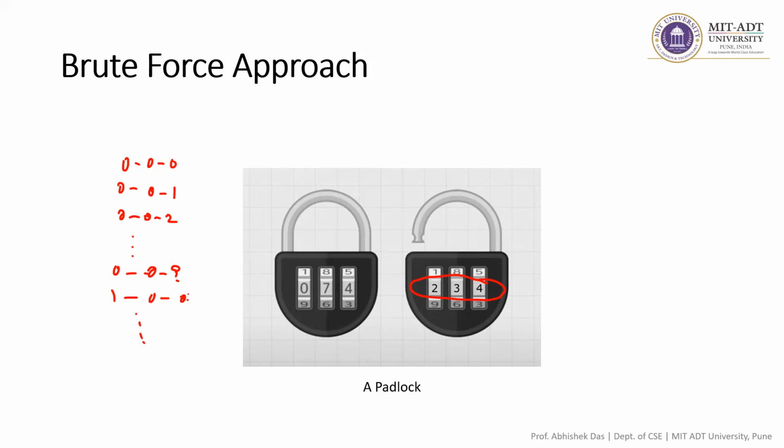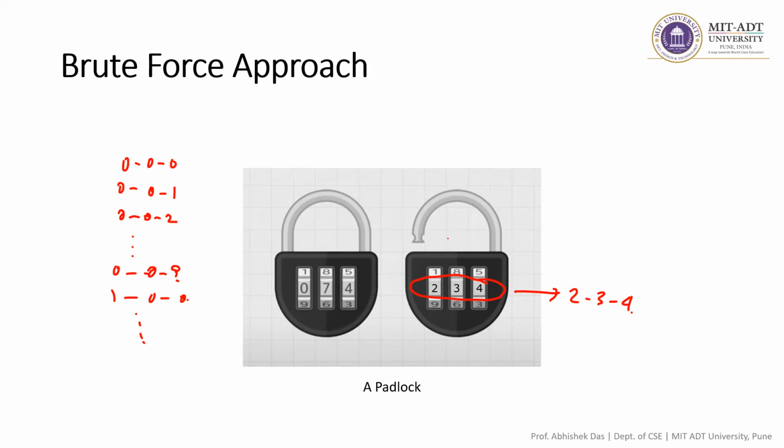Eventually what would happen is you would land upon the code that is 2, 3, and 4. So this is the actual solution, 2, 3, 4, and this would open the lock, right? So what did you just do over here in this case? You exhausted all of your possibilities to open the padlock, right? And this exactly is what we call a brute force method.